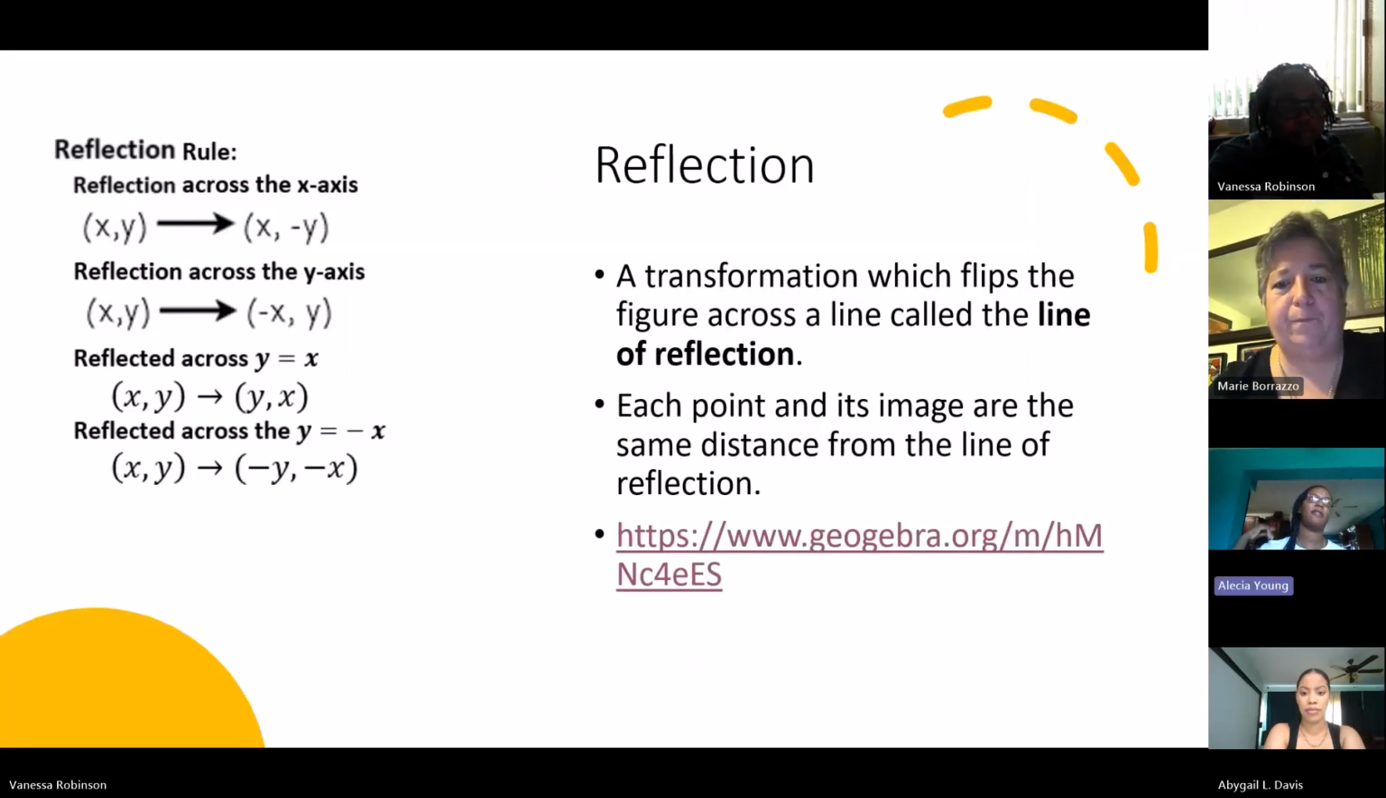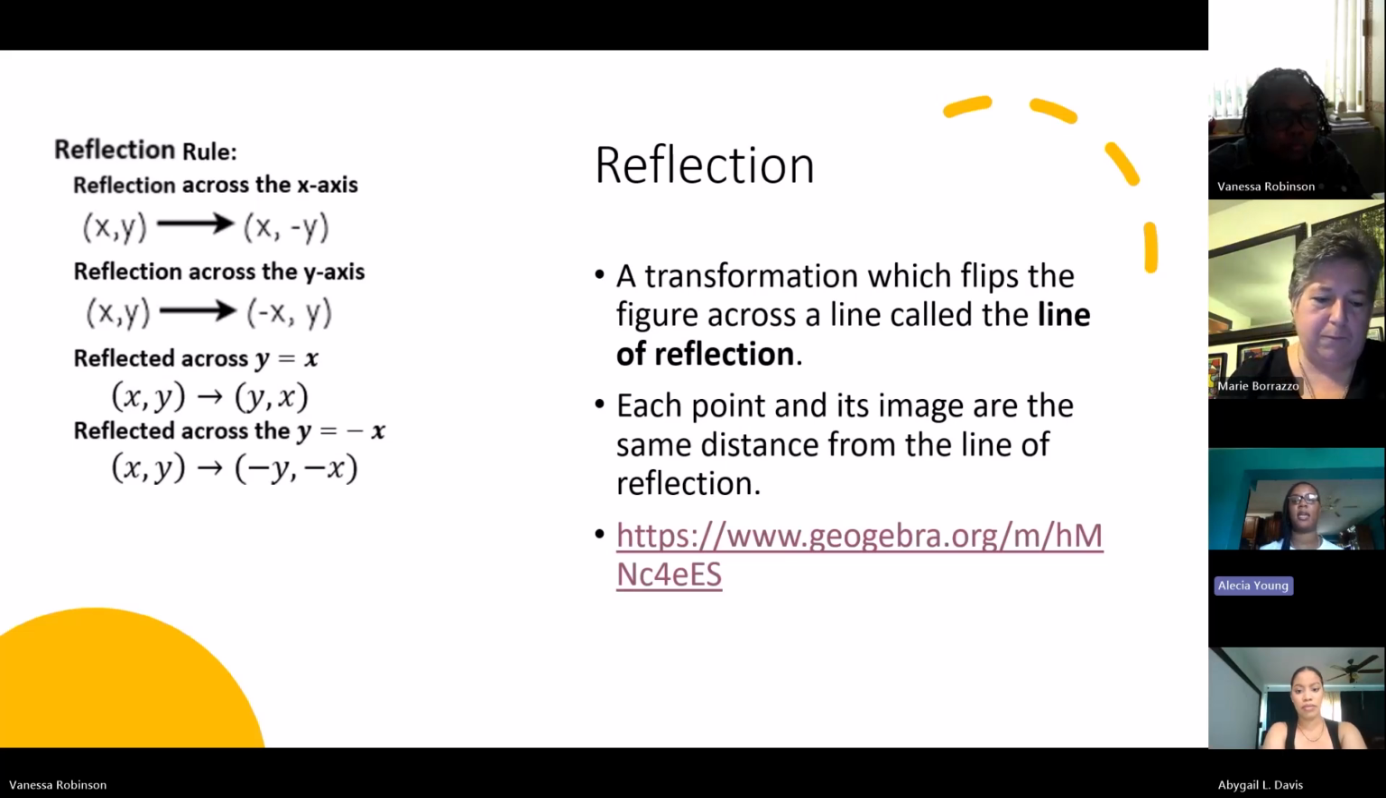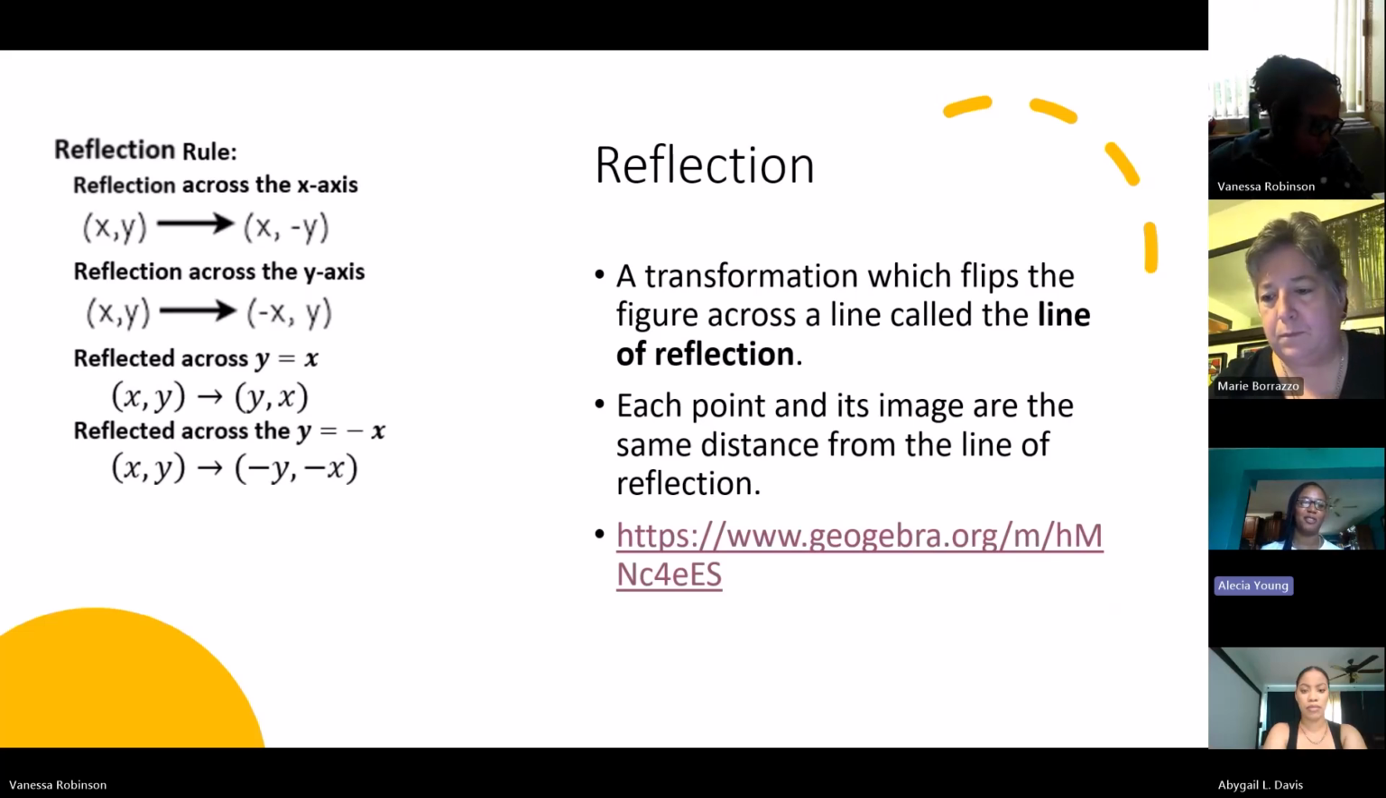A reflection, as Marie just said, is a transformation which flips the figure across a line called a line of reflection. Each point and its image are the same distance from the line of reflection. As a matter of fact, the line of reflection and the segment connecting the pre-image and the image are perpendicular bisectors. Now, the rules. I spelled reflection wrong here.